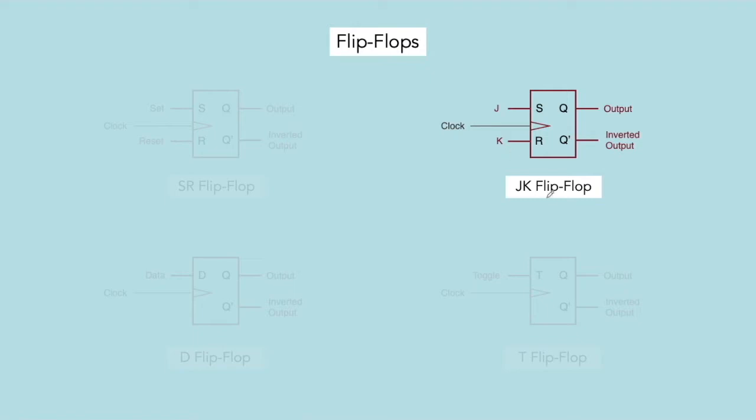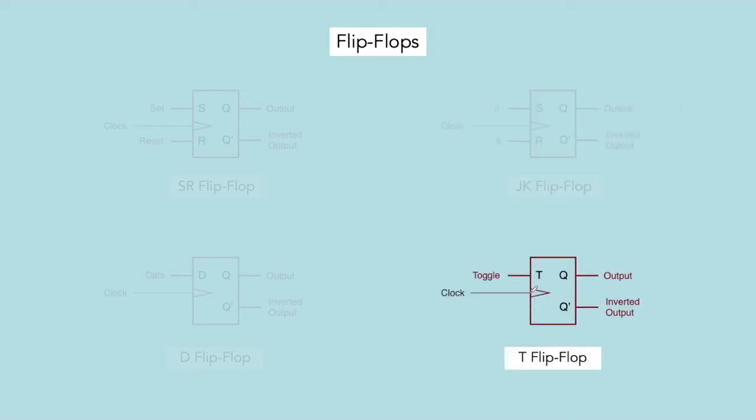Next, we have this JK flip-flop. It has an input for J signal, an input for clock signal, an input for K signal, and it has an output symbolized by Q and also has an inverted output symbolized by Q prime or Q bar. Finally, we have the toggle flip-flop or the T flip-flop. It has an input for the toggle signal, an input for the clock. It has an output symbolized by Q and an inverted output symbolized by Q prime or Q bar.